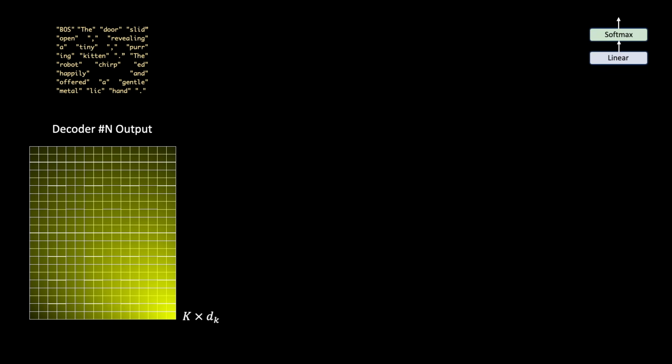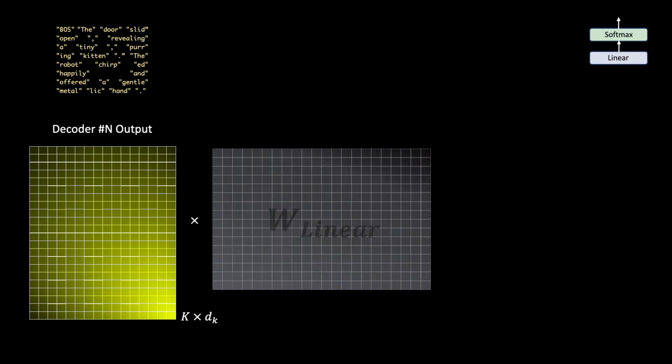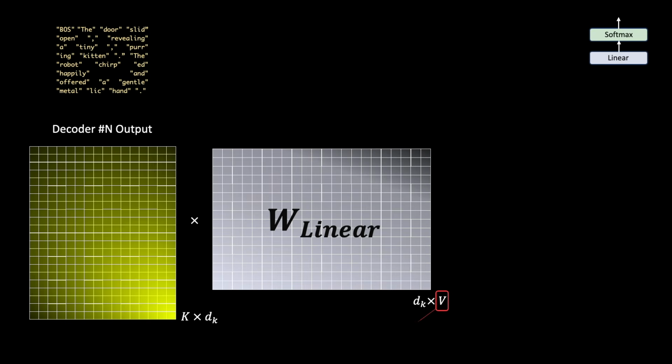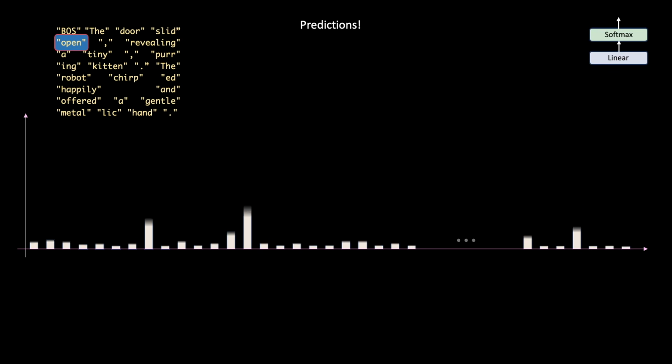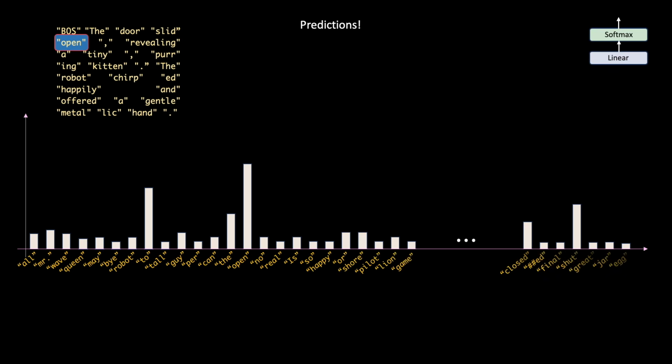To perform this prediction, we project the decoder output through a learned weight matrix to produce an n times v output matrix, where v is the size of the vocabulary used. We then pass this through a softmax activation to generate a probability distribution over the entire vocabulary for every token position.